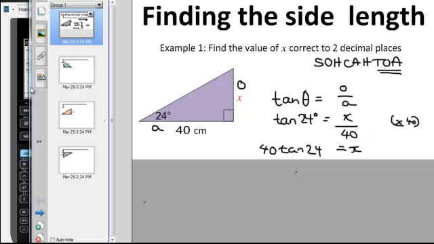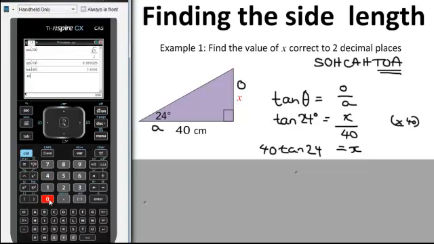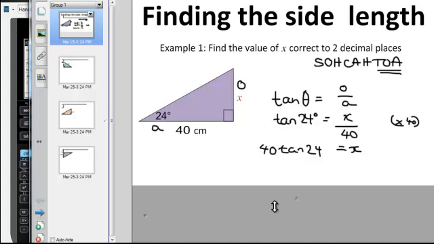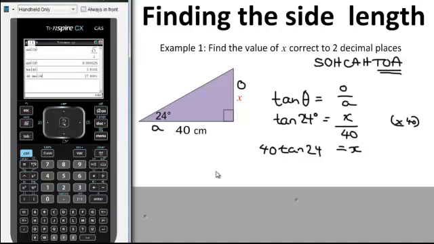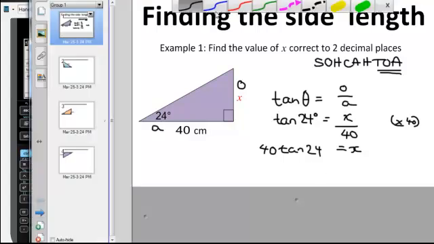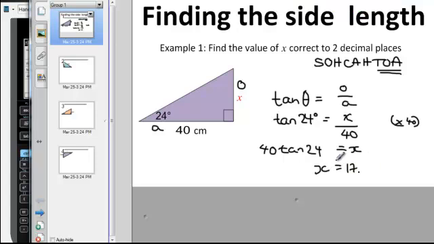So let's go back to our calculator and put that in. So I'm going to do 40 times the tan of 24 degrees, and if I do control enter, I'll get my answer as a decimal, and so my answer there is, I'm getting x is 17.81 centimeters to 2 decimal places.